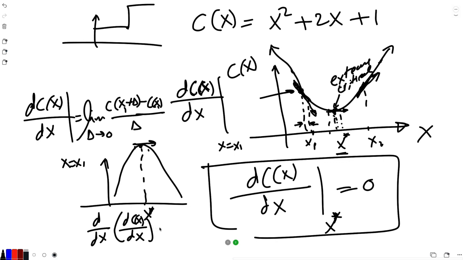If this was positive, it means that the rate of change was from negative to positive, then it means that the point was a minimum. If the rate of change of dc of x over dx was less than 0, then it means that the point was a maximum. Okay, so I hope that these basic concepts are very clear.